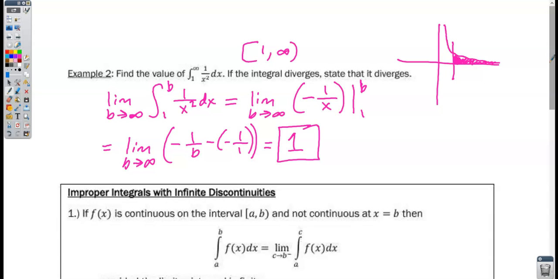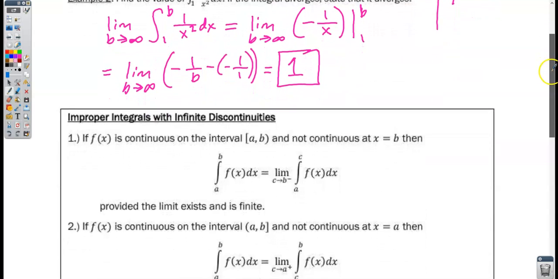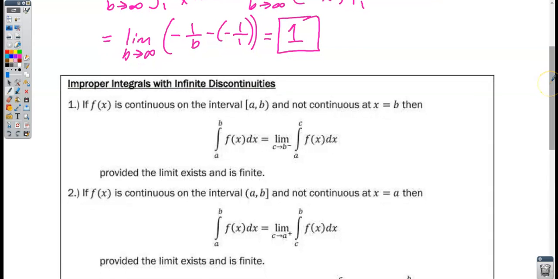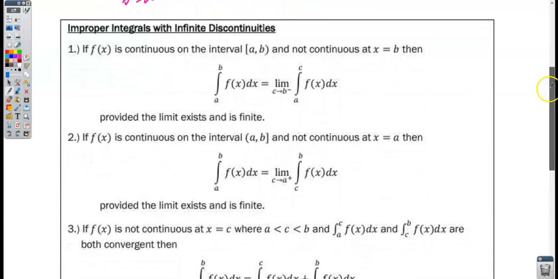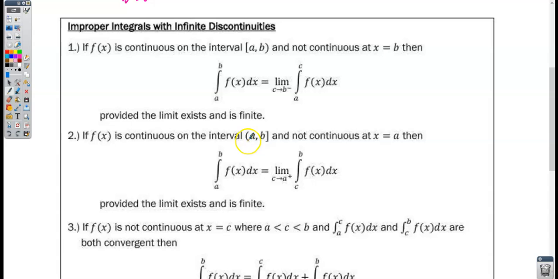All right. We mentioned in the opening that there are other types of improper integrals other than ones with infinite limits of integration. There are improper integrals that have infinite discontinuities. For instance, if we have a function that's continuous on this interval but not continuous at the endpoint b, then I can find the limit of that by taking the limit as c approaches b from the left, since the function exists and is continuous to the left of c. I can go ahead and do that in order to find the value of this. If it's continuous on this interval but not continuous at the left endpoint, same thing. I can approach that from the right, find the limit as c approaches a from the right of that expression.